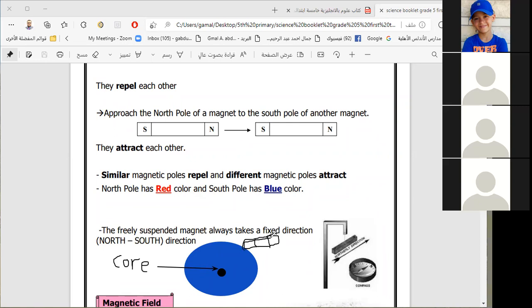If you are in space, the magnet will not point to the north and south direction of the Earth. Maybe it will direct to the south and north direction of the core of another planet, not the Earth, okay?